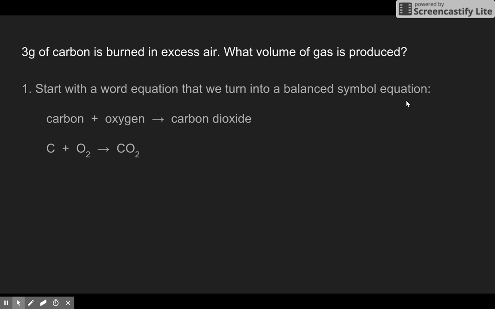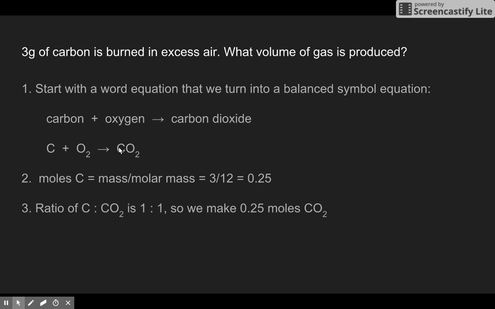Next step is to look at, we know the mass of carbon, so we know most about the carbon. Let's work out the number of moles of carbon. Once we've got the number of moles of carbon, then you should start to relate moles of carbon to moles of carbon dioxide, because that's what we need to work out the moles of gas produced. And you should be able to see here it's a 1-to-1 ratio. So if we start off with 0.25 moles of carbon, we also produce 0.25 moles of carbon dioxide.